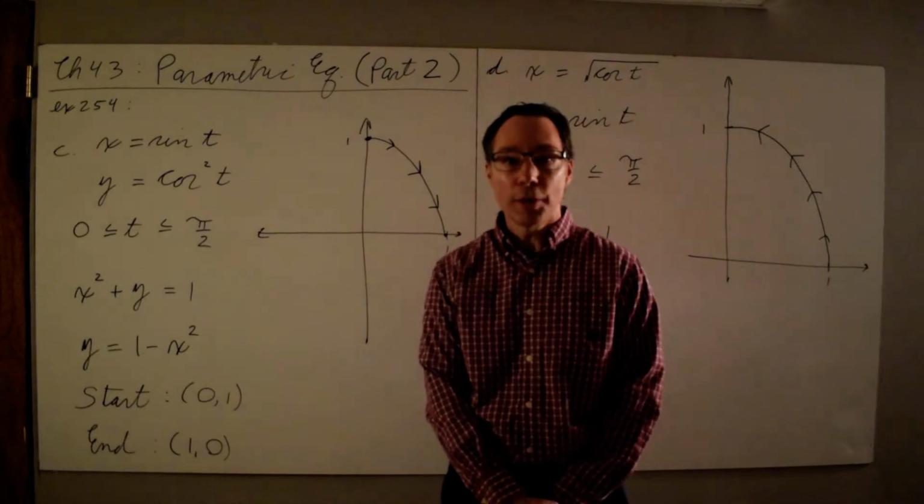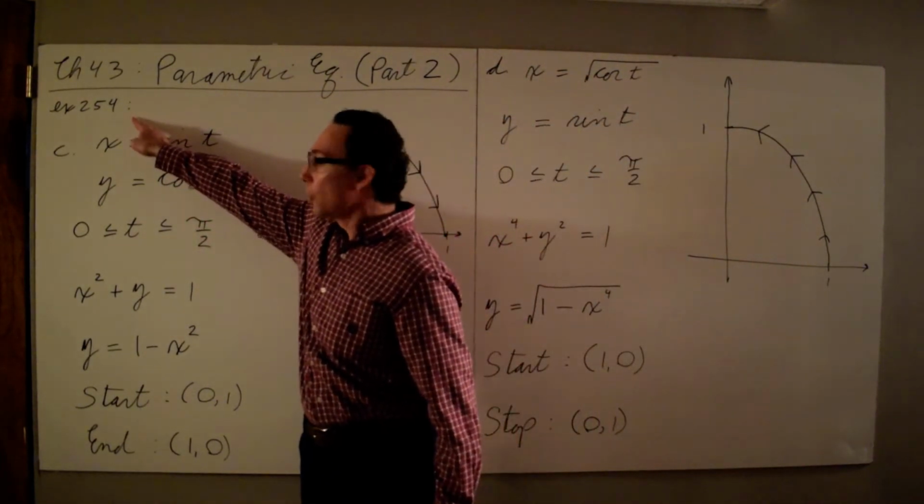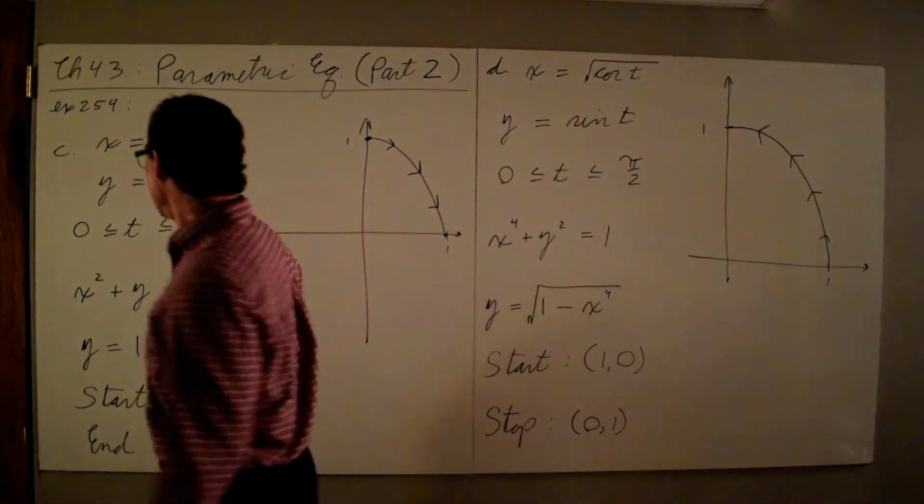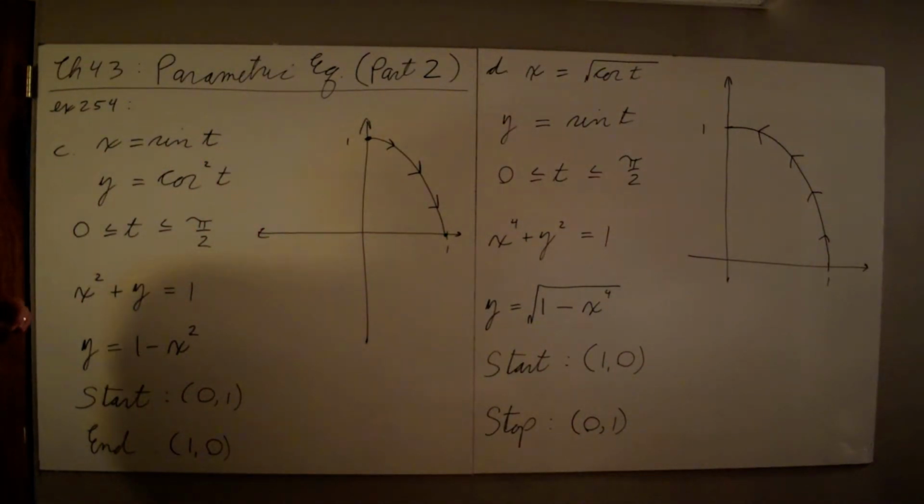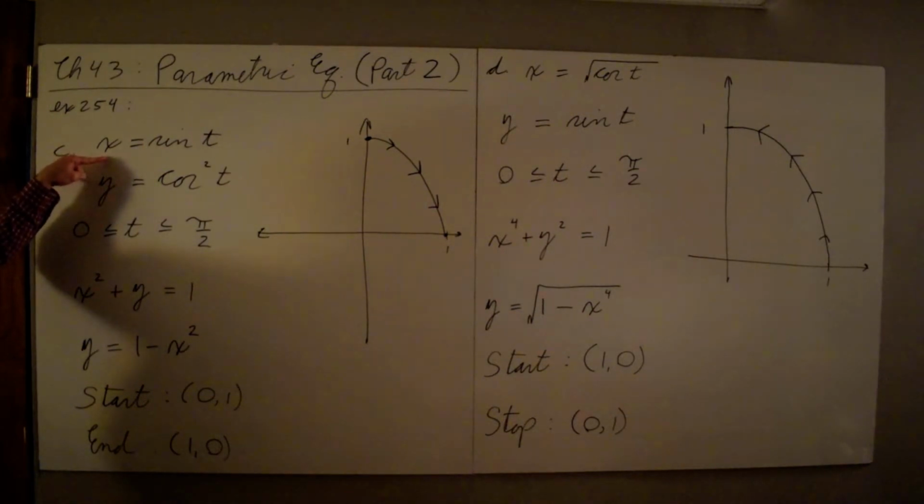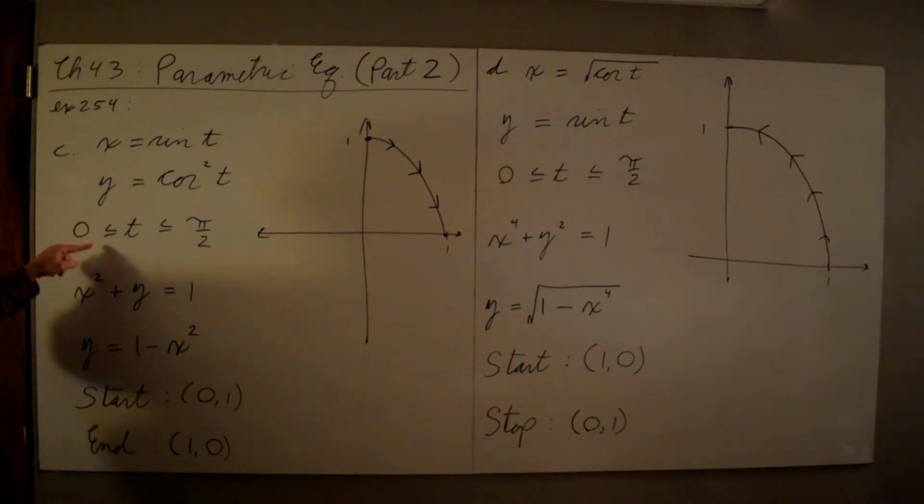This is the second video from chapter 43. We're continuing with example 254, and we'll start with part C, where our parametric equations are x is sine of t, y is cosine squared of t, and our parameter t is between 0 and pi over 2.